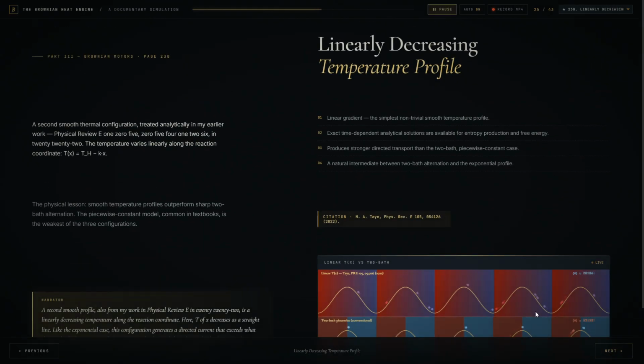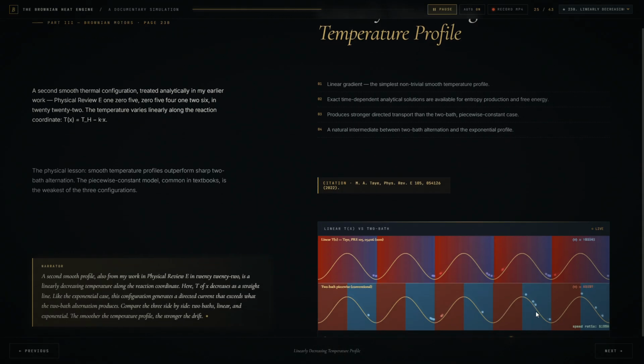A second smooth profile, also from my work in Physical Review E in 2022, is a linearly decreasing temperature along the reaction coordinate. Here, T of x decreases as a straight line. Like the exponential case, this configuration generates a directed current that exceeds what the two-bath alternation produces. Compare the three side by side: two baths, linear, and exponential. The smoother the temperature profile, the stronger the drift.